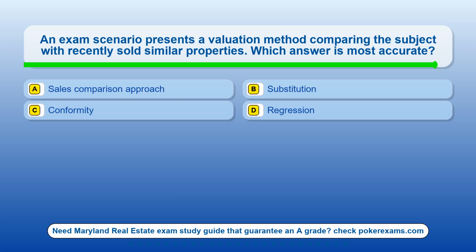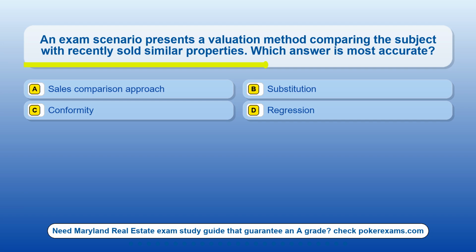Question 3. An exam scenario presents a valuation method comparing the subject with recently sold similar properties. Which answer is most accurate? Option A, sales comparison approach. Option B, substitution. Option C, conformity. Option D, regression.